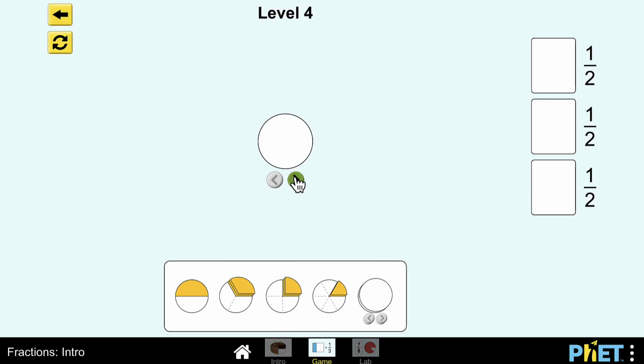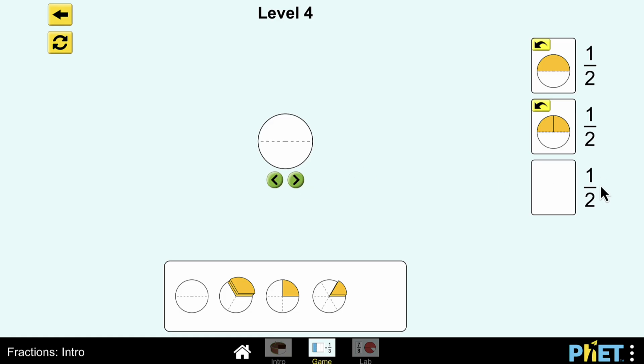Next, level 4. Every time it's going to get a bit trickier. 1/2, 1/2, 1/2. So the first one, I'm going to use this half. This is easy. In the next one, they need me to make 1/2, but I'm running out of halves. But I could use 2/4, which is the same as 1/2. So this is helping you understand equivalent fractions.